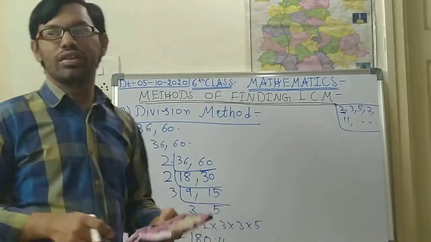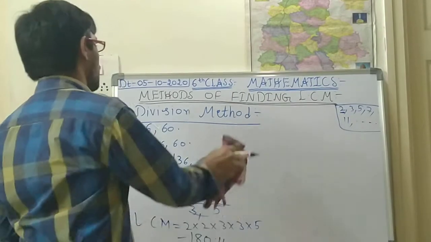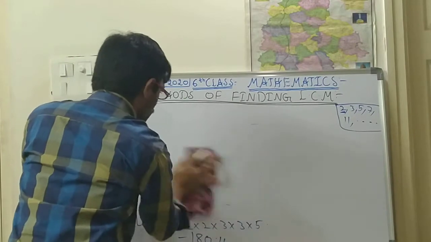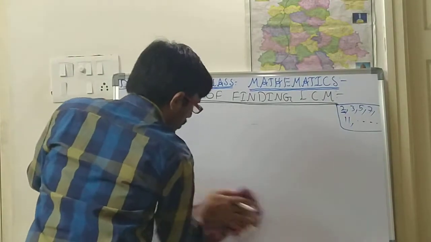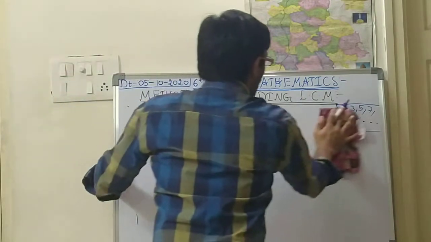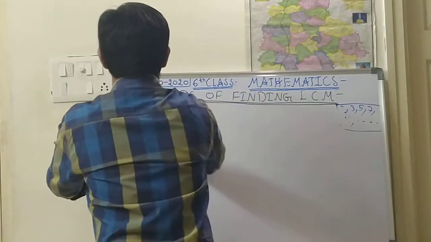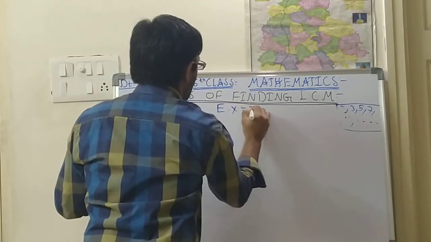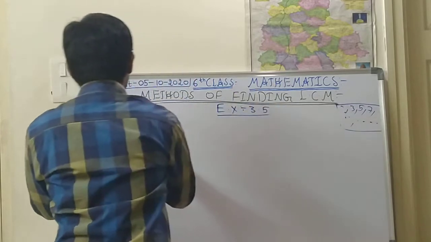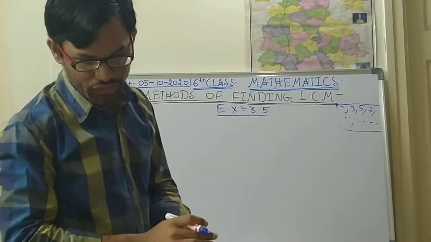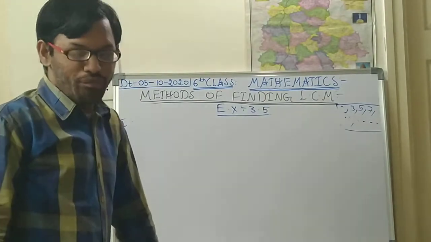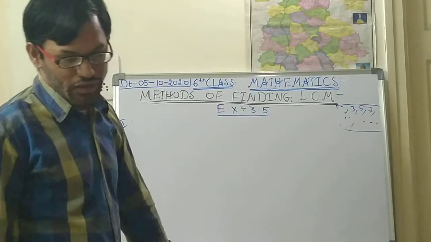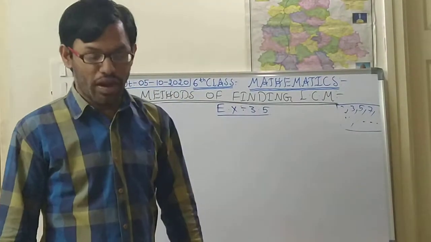Now we shall go with the exercise part. Exercise 3.5. In exercise 3.5, what is the first bit? Find the LCM of the following numbers by prime factorization method. Put the heading exercise 3.5 and write the first bit.